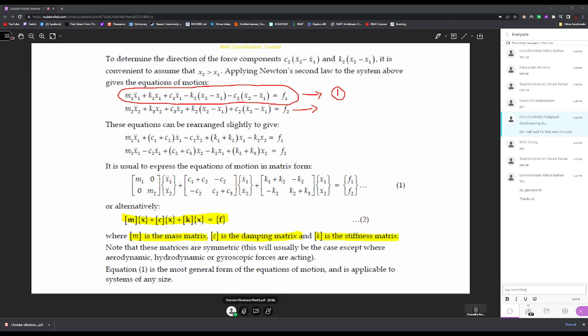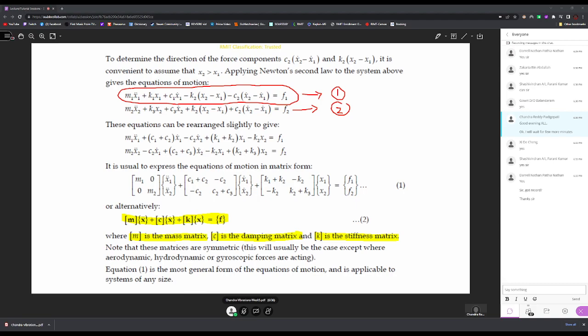So when you are dealing with mass 2, you have m2 x2 double dot. This is the acceleration term of mass 2, plus the force associated with spring 3, k3 x2. Then c3 x2 dot is the force associated with the damper, then k2 into (x2 minus x1). So this is the spring force for block 2, and this will be positive for block 2.